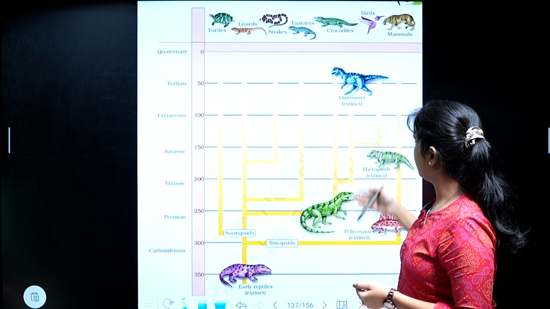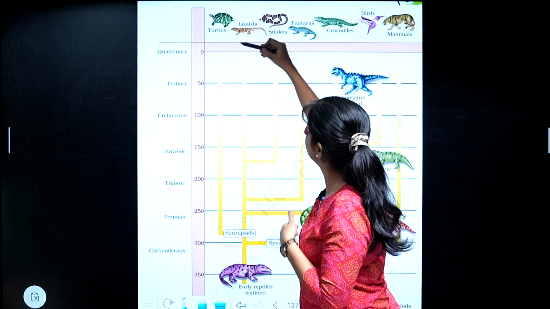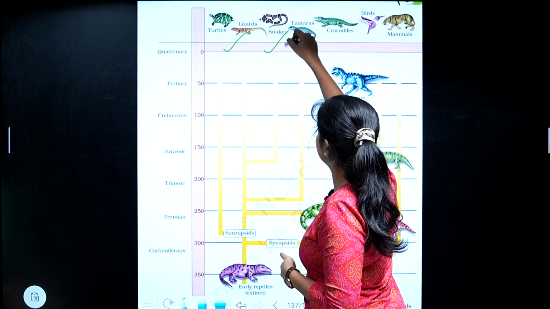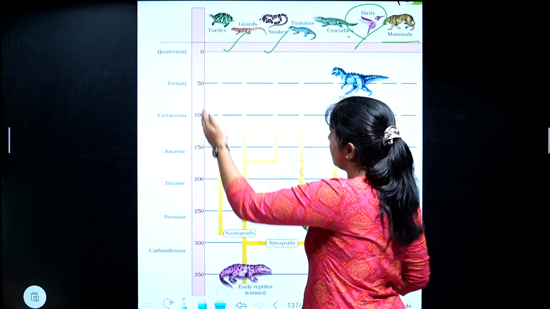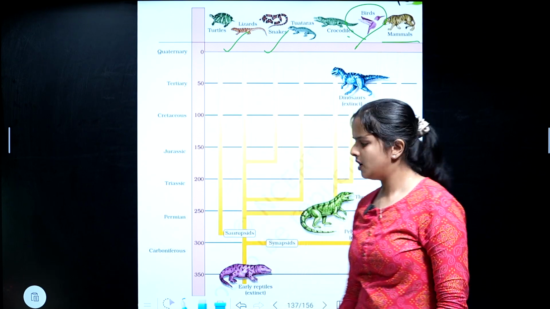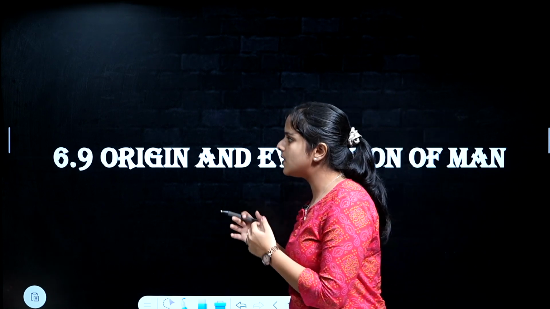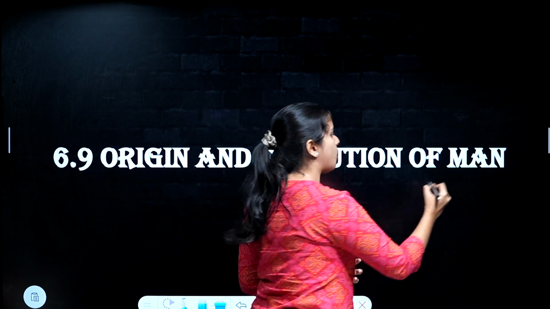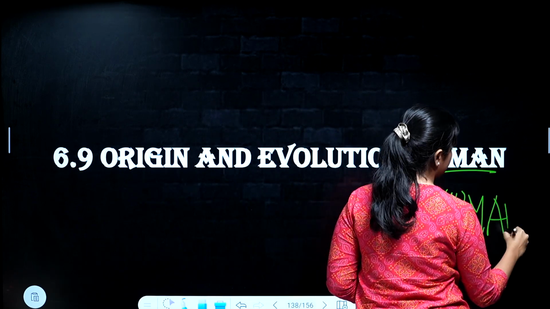This is another example of how organisms evolve, from turtles to lizards to snakes, which are reptiles, and then from birds to mammals. You can see how animals also evolved. Okay, so this was a brief account of how evolution took place. Now the last topic of your chapter is the origin and evolution of humans, of man. Okay, how humans developed.